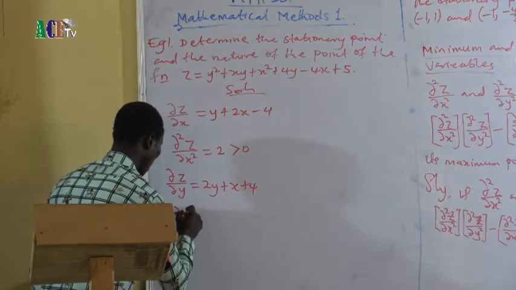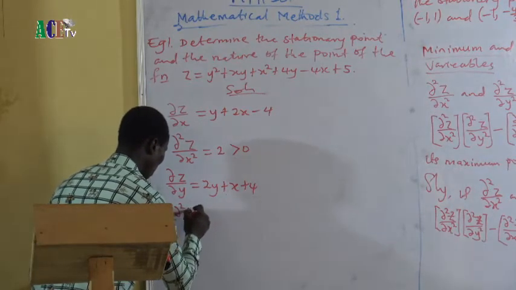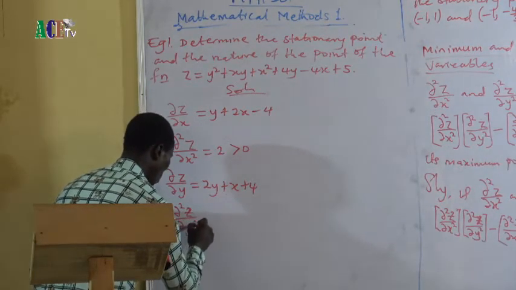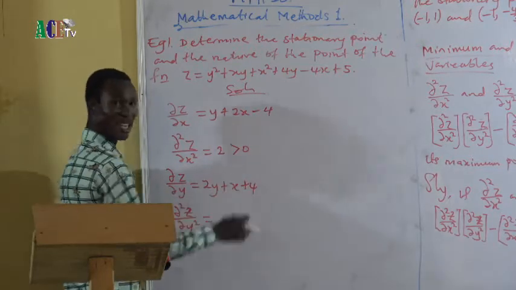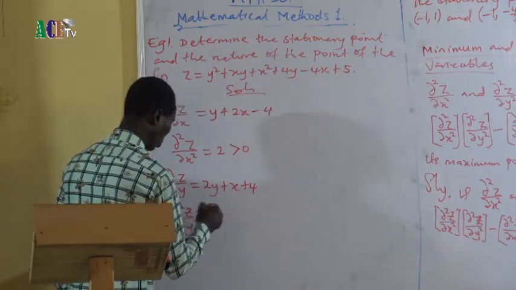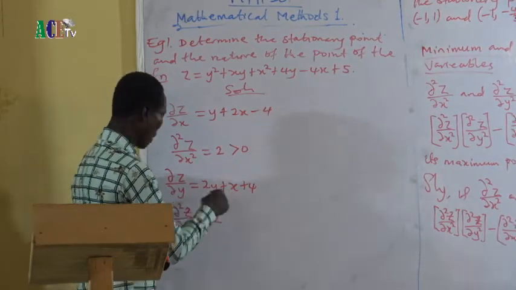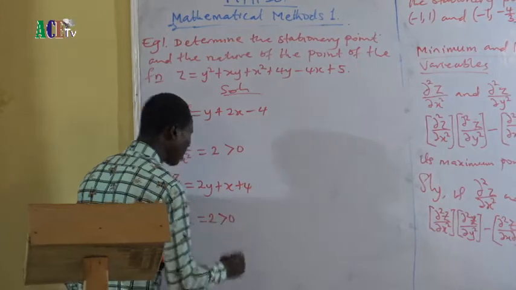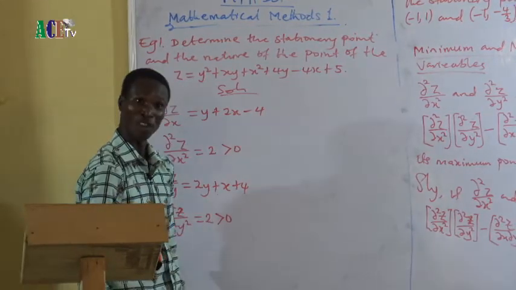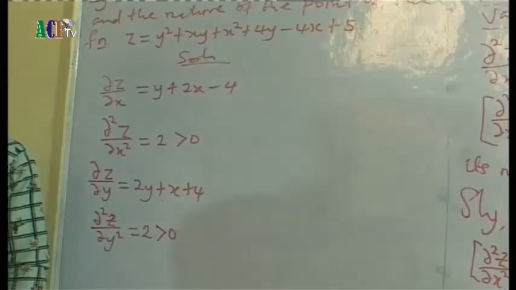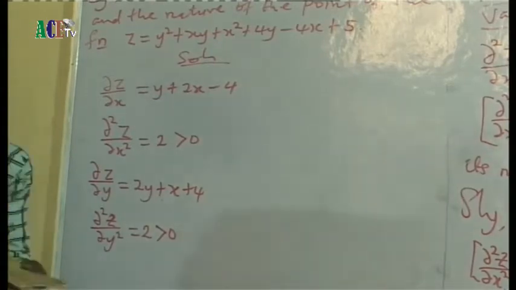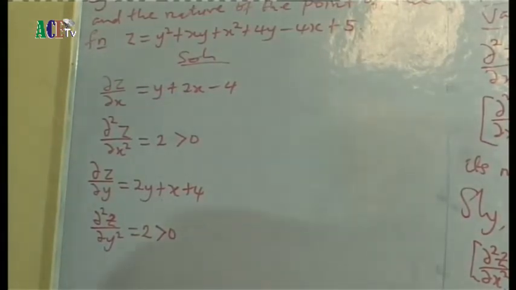Then, the second derivative, d squared z by dy squared. Differentiate this one again, I will get 2. This one will be 0, this one will be 0. The derivative of this one will be 2. And also, this one is greater than 0. Both of them are positive. So, at this point, I can get the stationary point.